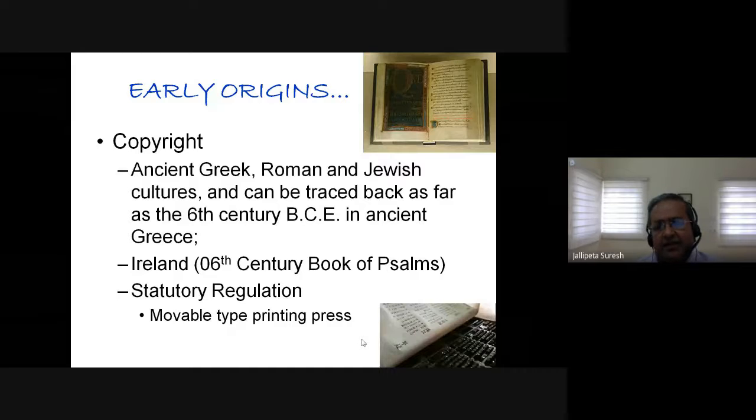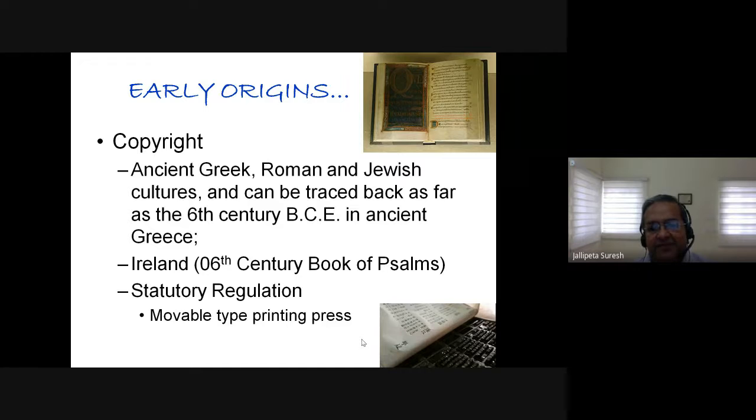See, if you look at the early origin of copyright law, we could find instances as far back as the 6th century BC, where ancient Greek, Roman, and Jewish cultures had this issue of copyright. There is a story which happened as far back as the 6th century. The story goes like this. At the time, there was a country called Venice, and that country was ruled by a king called Carbale.